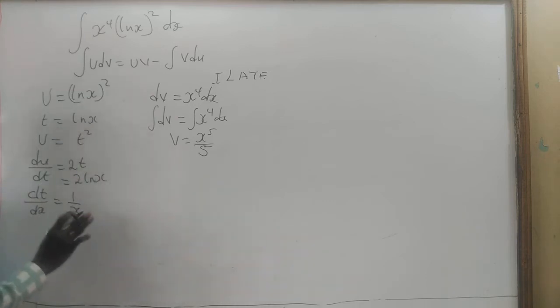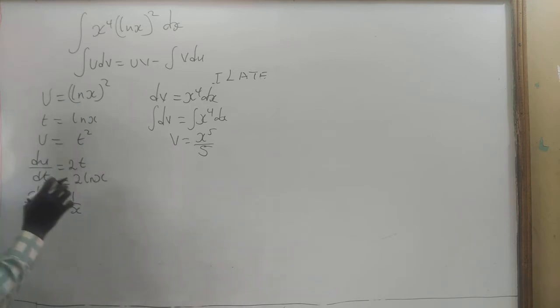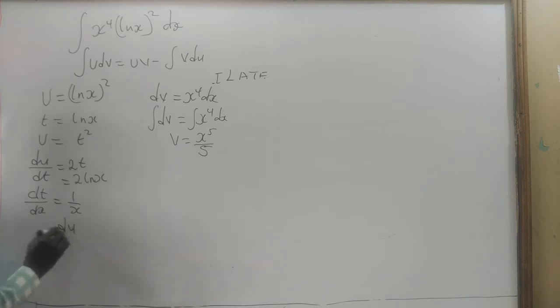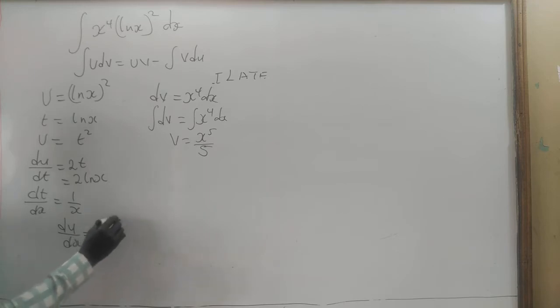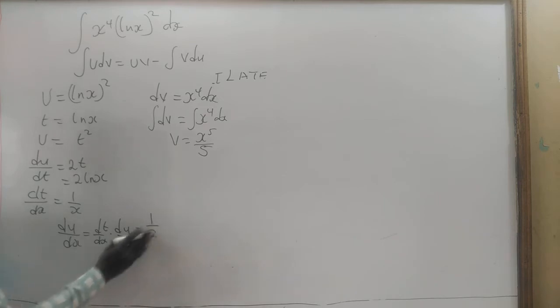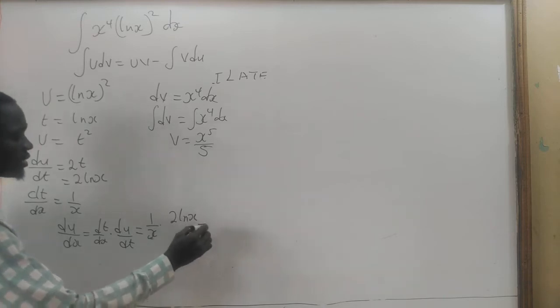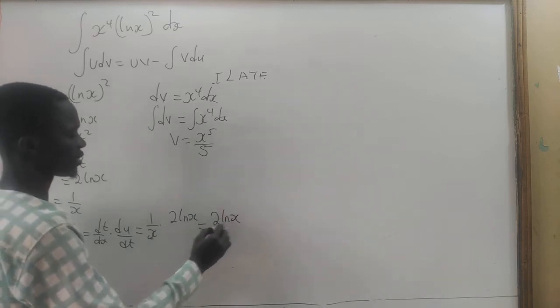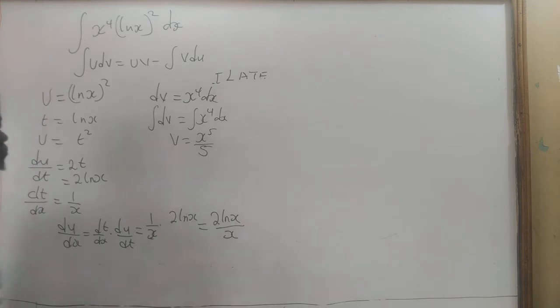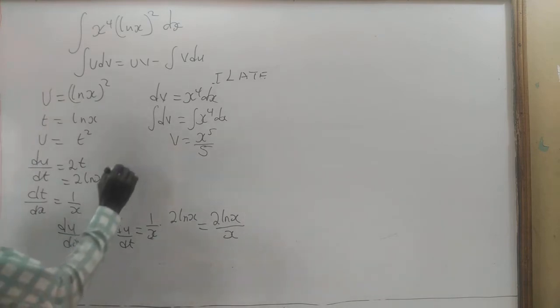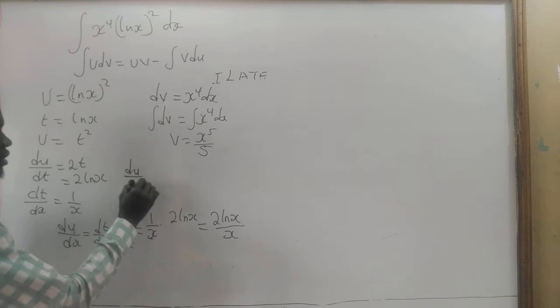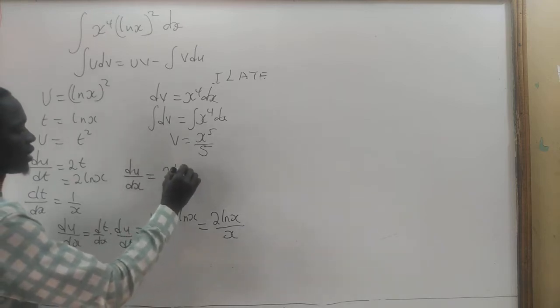If you want videos on the derivative of natural logarithmic functions, check the description for that video. So here, the derivative of u with respect to x will be the derivative of t with respect to x times the derivative of u with respect to t. And that will give us 1 divided by x times 2 times natural log of x, and that is 2 times natural log of x divided by x. Wow! So here we have du on dx equal to 2 times natural log of x divided by x.